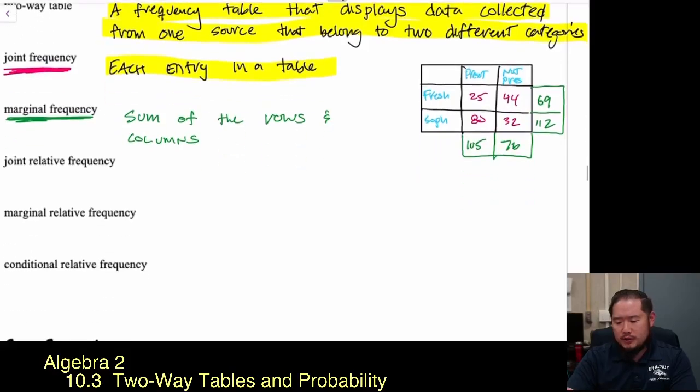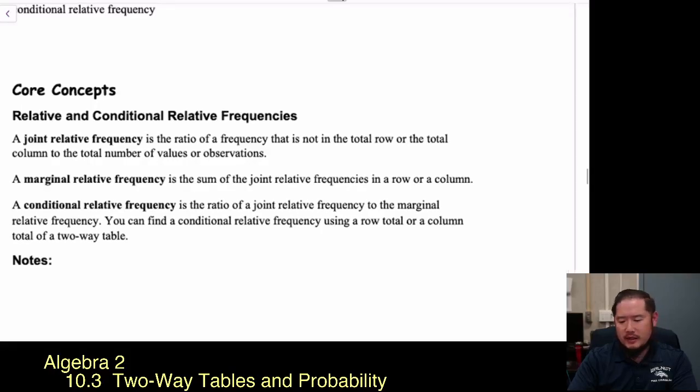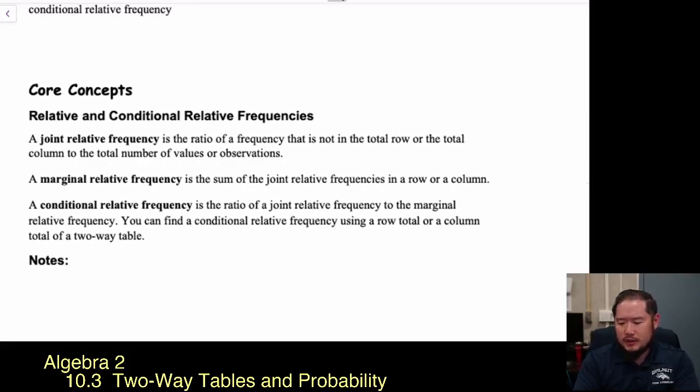As we go down, there are three other terms right here, but we can discuss those three terms by taking a look at the core concepts. In the core concepts, we have relative and conditional relative frequencies. The first one right here is the joint relative frequency. When we talk about joint relative frequency, marginal relative frequency, and conditional relative frequency, we are now going to take our data and turn it into a ratio or a percentage, per se.